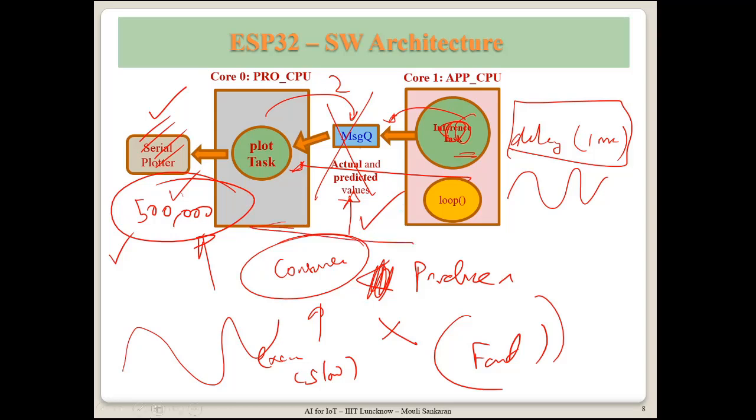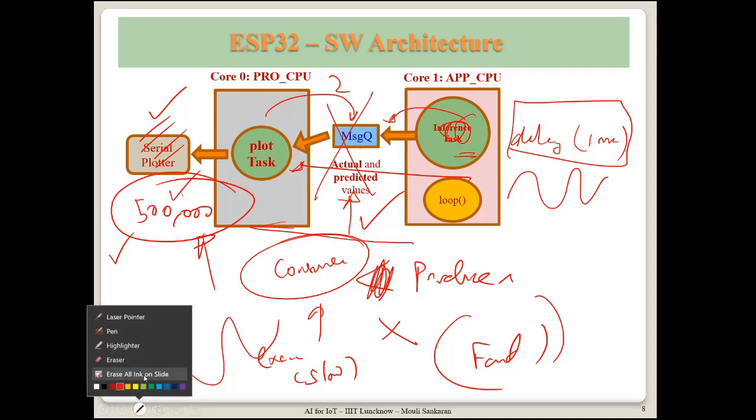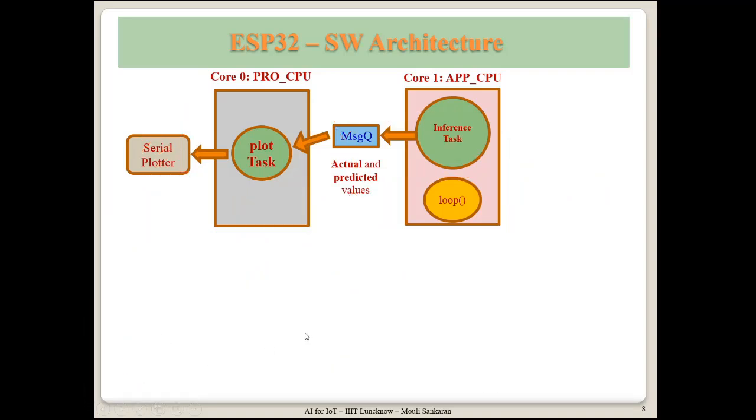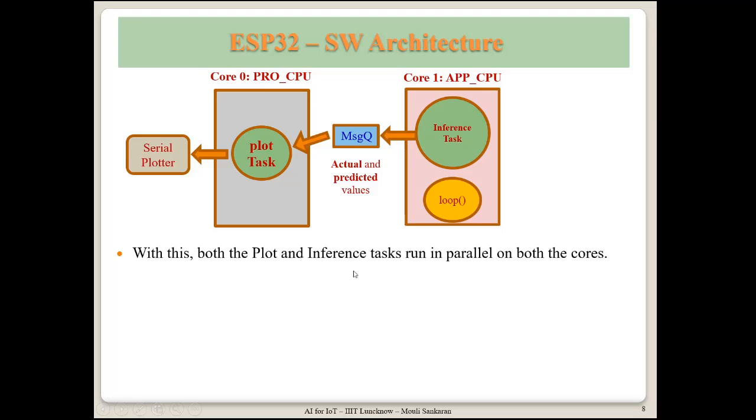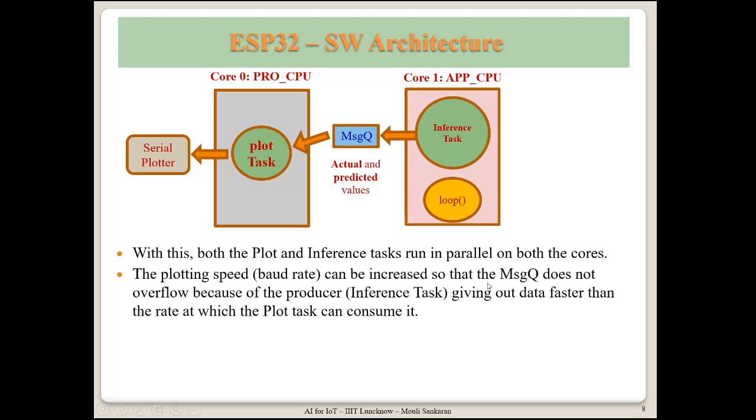So that is the tuning you need to do, and it doesn't come easily. You have to really struggle to find out, debug it yourself and find out. You need all this background knowledge, so that you get a better idea of what is happening. So with this, both plot and inference tasks run in parallel on both cores.